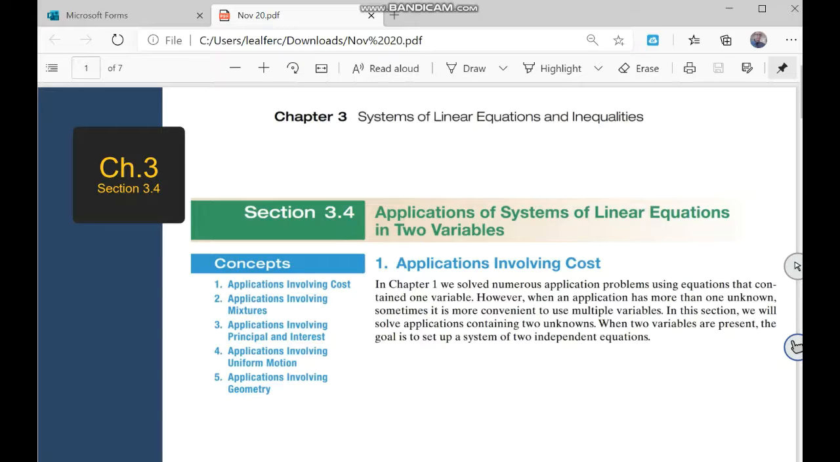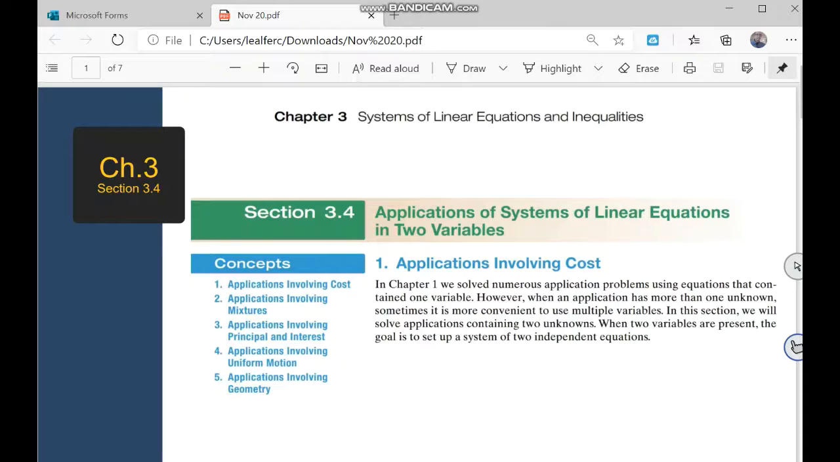The most common is going to be applications involving cost. We will work on an example. Applications involving mixtures, kind of chemistry. Applications involving banking: principal, interest, finance. Applications involving uniform motion. This is physics, like distance, speed, and time. And one of my favorites, applications involving geometry. So many useful things that we can apply systems of linear equations to in geometry.